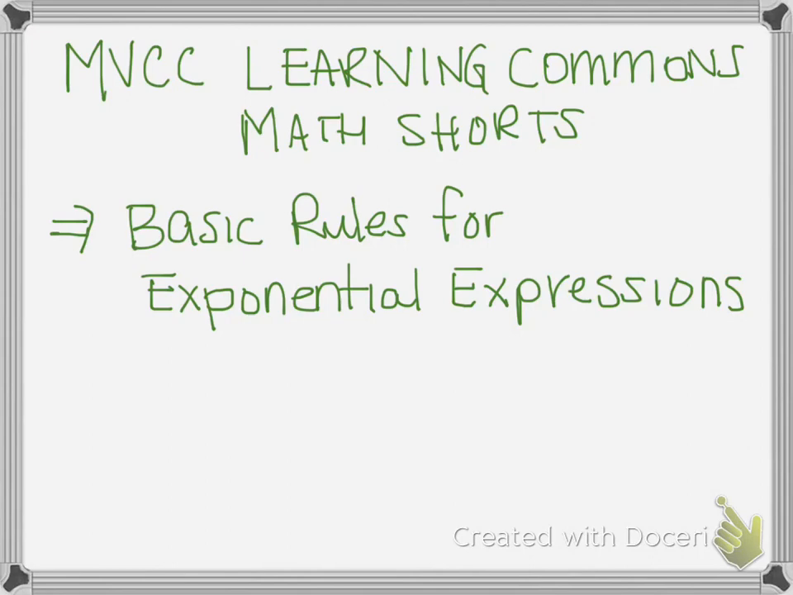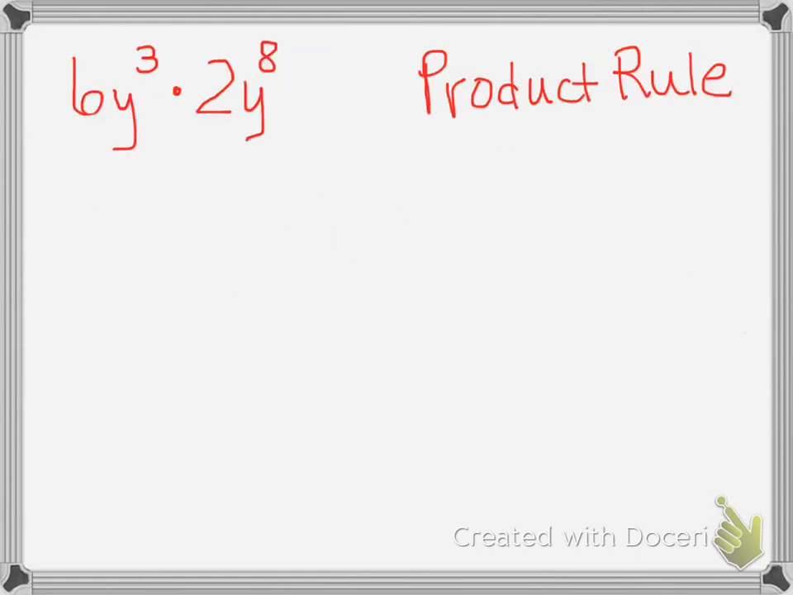The topic in this video will cover the basic rules for exponential expressions. The first rule we will cover is product rule. The expression I have on the left is 6y to the third times 2y to the eighth. Product rule is used when two or more polynomials are being multiplied. This rule has two steps to follow.